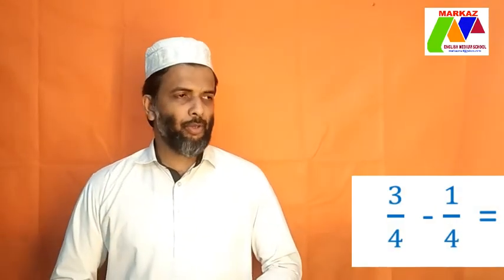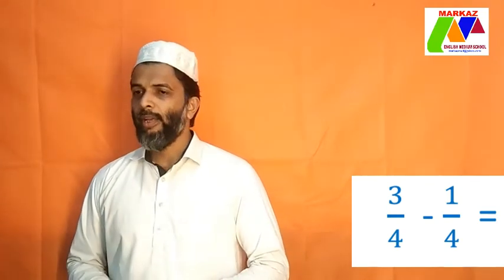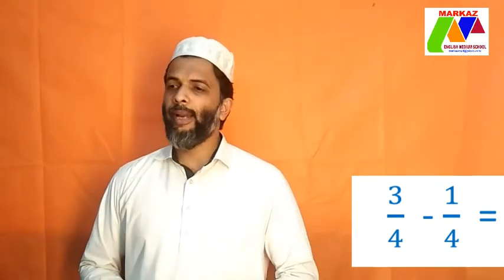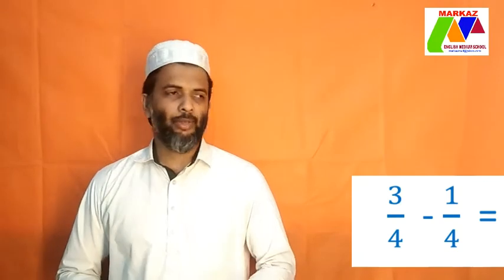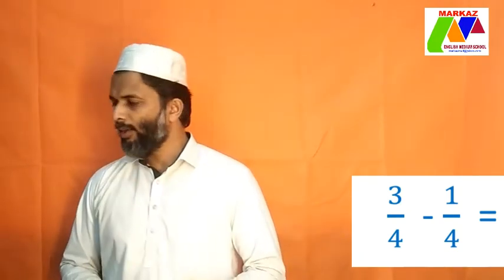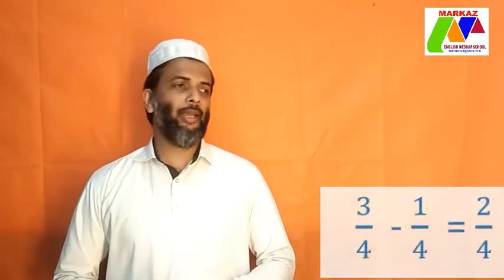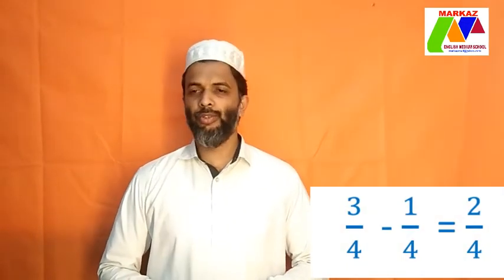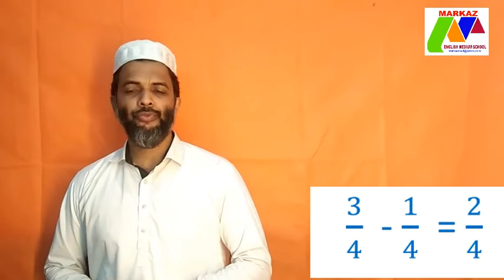The same step you have to follow here. In like fraction, subtract numerator only. Don't subtract the denominator. So our answer: 3 by 4 minus 1 by 4 is equal to 2 by 4.